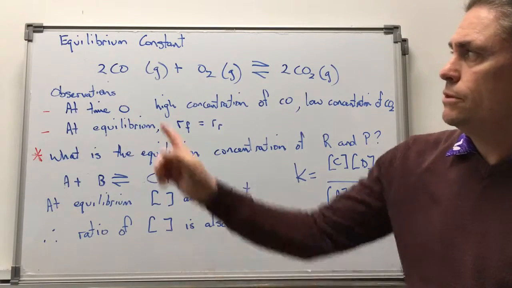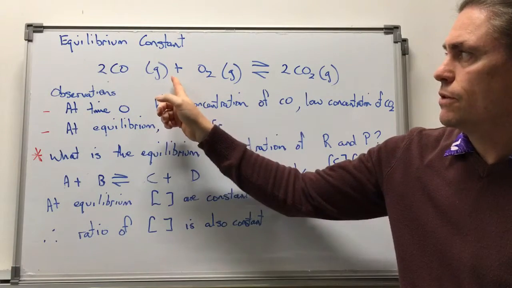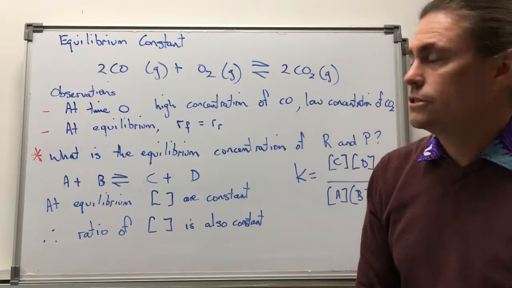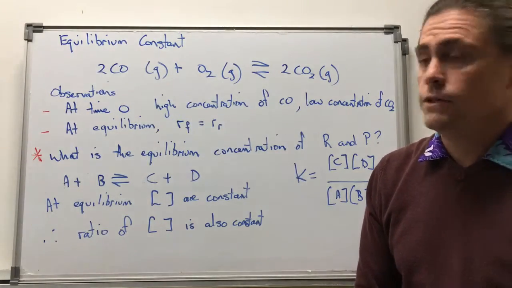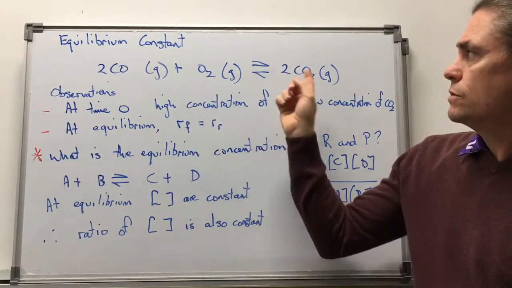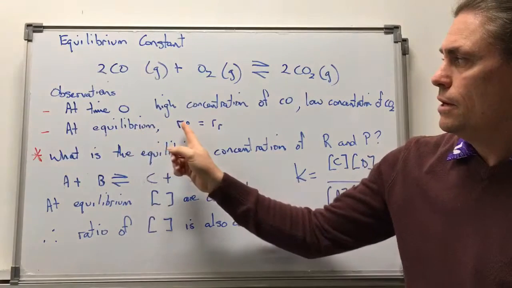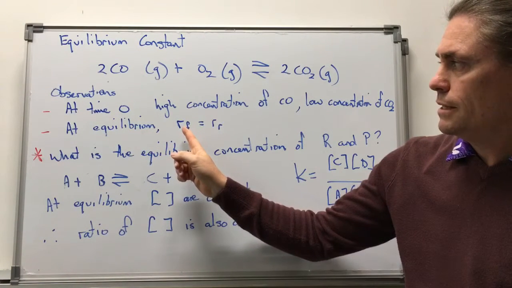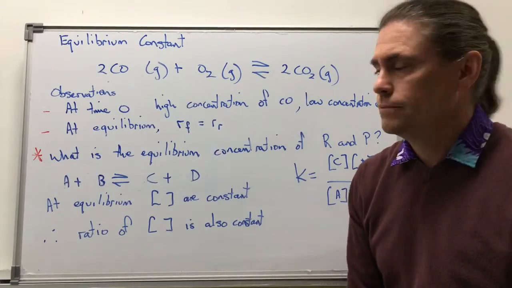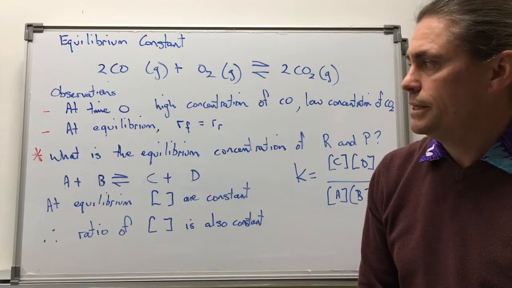Let's say that at time zero, we just start with reactants. Well, at time zero, we'd have a high concentration of reactant and very low, in fact zero, concentration of carbon dioxide. But over time, our concentration of reactants would decrease and our concentration of product would increase. So at equilibrium, we've already determined that we would have the same reaction going forward as we've got backward. But what would our exact concentration of reactants and products be?